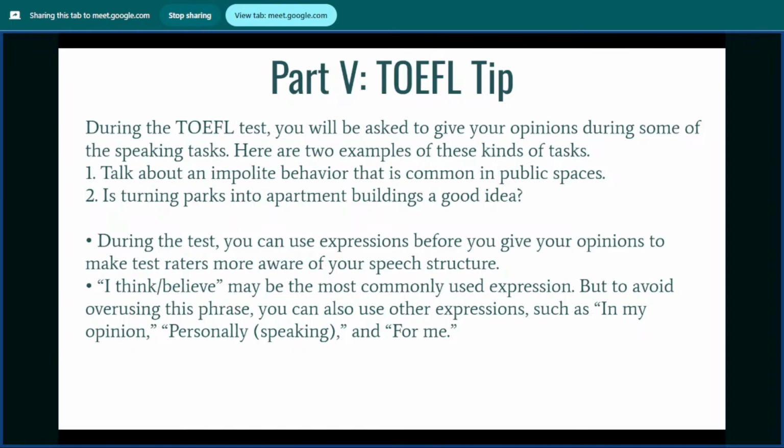Okay, so according to me, what clicks in my mind when I talk about an impolite behavior that is common in public places is the behavior that people have. And if you ask me for some more examples, it would be kids not behaving properly when they are in public, or kids not giving respect to their elders.